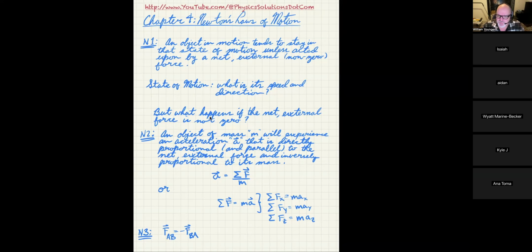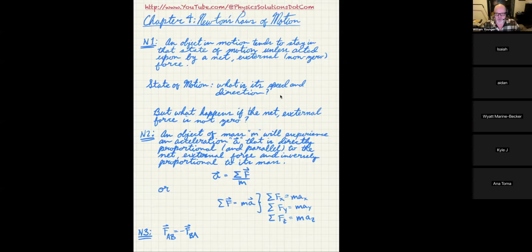Now, if those forces add up and give you something other than zero, then the object will change its state of motion. What is the state of motion? I said state of motion. What is its speed and direction? That's really the state of motion. I want to know not only how fast it's going, but in what direction. And when I say an object tends to stay in that state of motion, that means that its speed is not going to change.